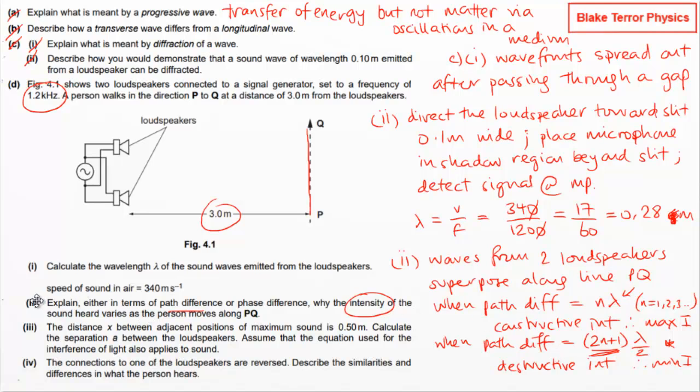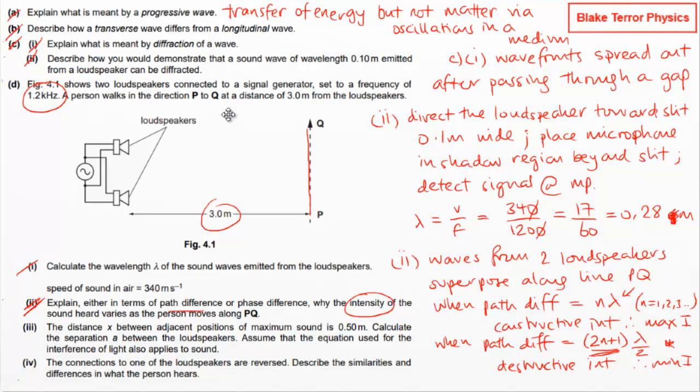I've lost where we are in the questions now. Right, we've done the way for those. The distance x between the adjacent positions of maximum sound is 0.5 meter. Calculate the separation a between the loudspeakers. Assume that the equation used for the interference of light also applies to sound.